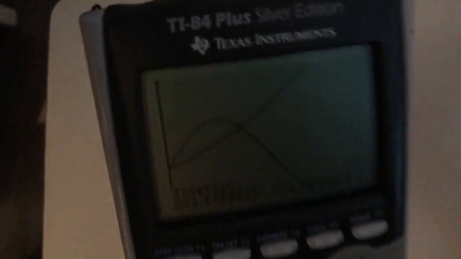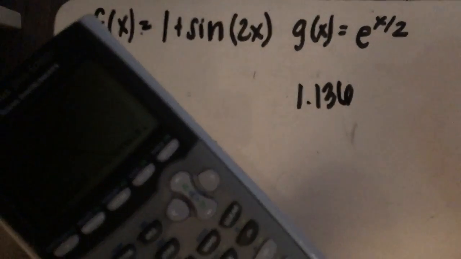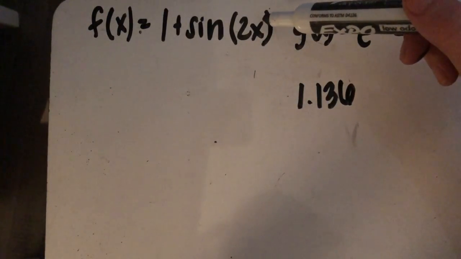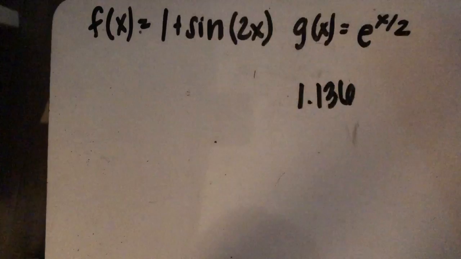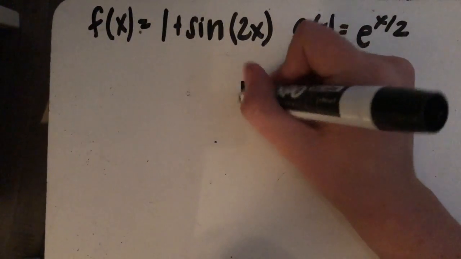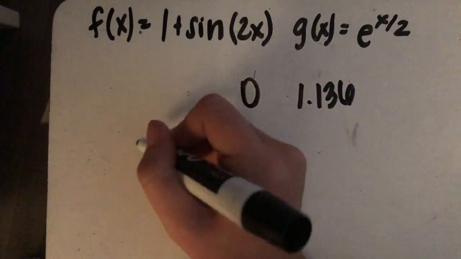Okay. And then I do know that this is going to be, well, let's make sure. Sine of 0 would be, according to my unit circle, 0 plus 1. So that would be 1. And then e to the 0 would be 1. So yes, I know that my other one is 0. So those are my bounds. So now I'm going to set this up.